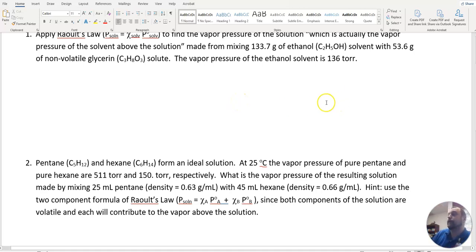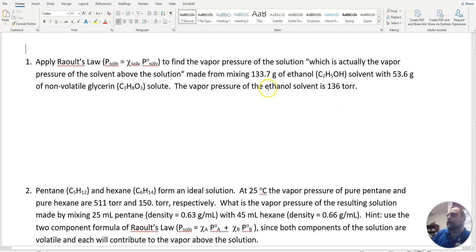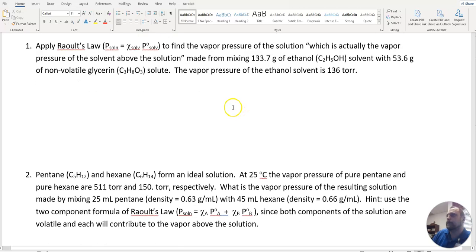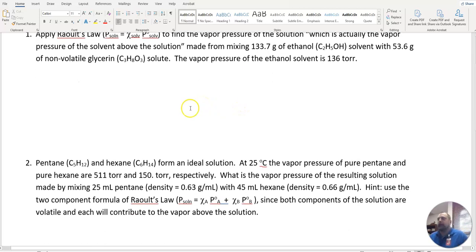Sorry, 77 degrees Fahrenheit. So this one, we're going to take our grams of ethanol and our grams of glycerin, and I'm going to use these and find the molar mass, and then I'll get the number of moles of my ethanol and divide it by the overall total number of moles. And once I do that, I can multiply that by this 136, and that's how I'll get the vapor pressure of my solution. I do pentane and hexane.